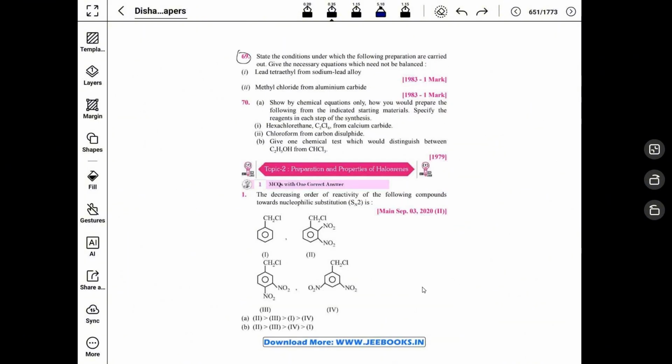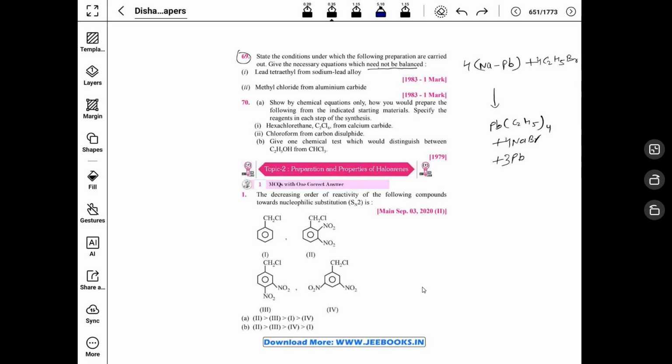69. State the condition under which the following preparations are carried out. Give the necessary equation. Need not be balanced. Okay. Lead tetraethyl from sodium lead alloy. So from sodium lead alloy, we have to make Pb(C2H5)4. For this we can do the reaction with alkyl halide. Therefore the other products will be sodium bromide and lead. So we don't need to balance. If you want to balance, then you can put here 4, this will be 4, and lead will be 3.